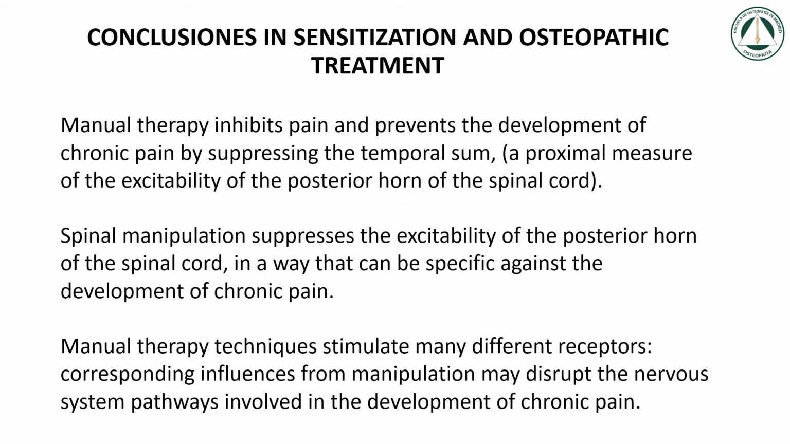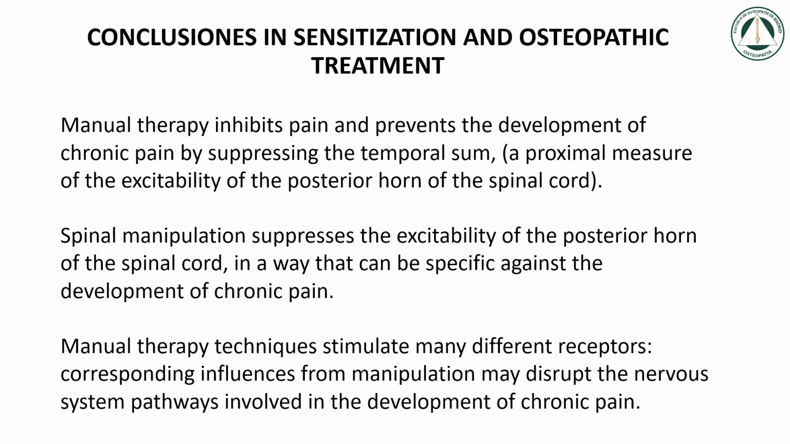Conclusions in sensitization and osteopathic treatment. Manual therapy inhibits pain and prevents the development of chronic pain by suppressing the temporal sum, a proximal measure of the excitability of the posterior horn of the spinal cord. Spinal manipulation suppresses the excitability of the posterior horn of the spinal cord in a way that can be specific against the development of chronic pain.